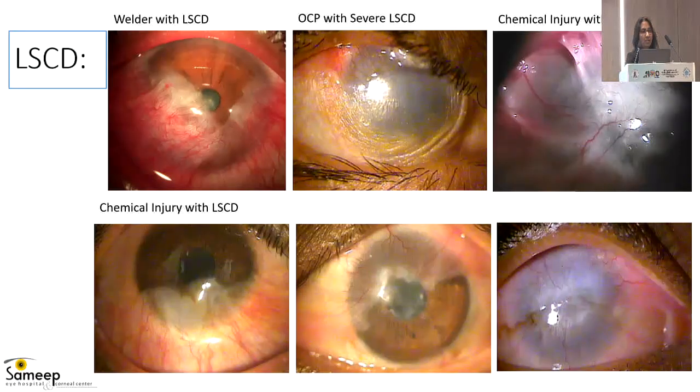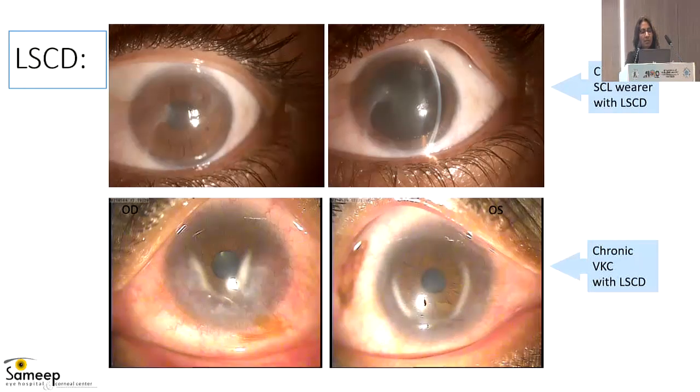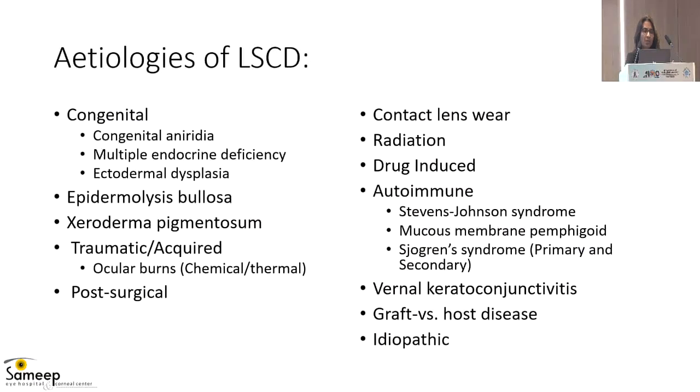As you can see here in these clinical pictures, they are all labeled. The first slide shows a welder who, because of chronic actinic damage, developed a double pterygia-like appearance, a patient with OCP, and chemical injuries in the bottom line. These are the other causes, like a young patient, a chronic soft contact lens wearer, who ended up with limbal stem cell deficiency, and chronic VKC with LSCD. So these are the etiological causes.